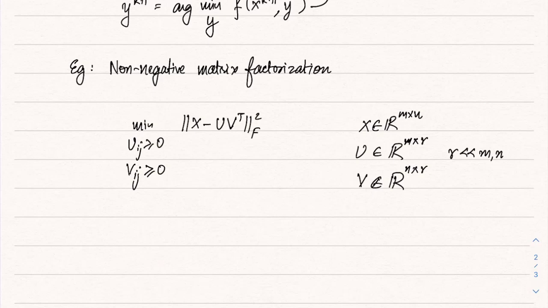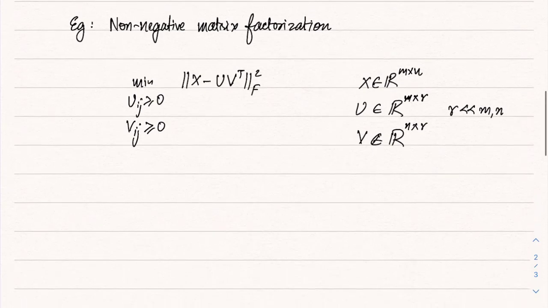So this is the non-negative matrix factorization algorithm, and essentially you can see that we are factorizing X into two non-negative factors, and at the same time assuming that the rank of X is low. So this is also related to the matrix completion problem that we have already discussed. So this is a concrete example where we can actually use the alternating minimization algorithm.